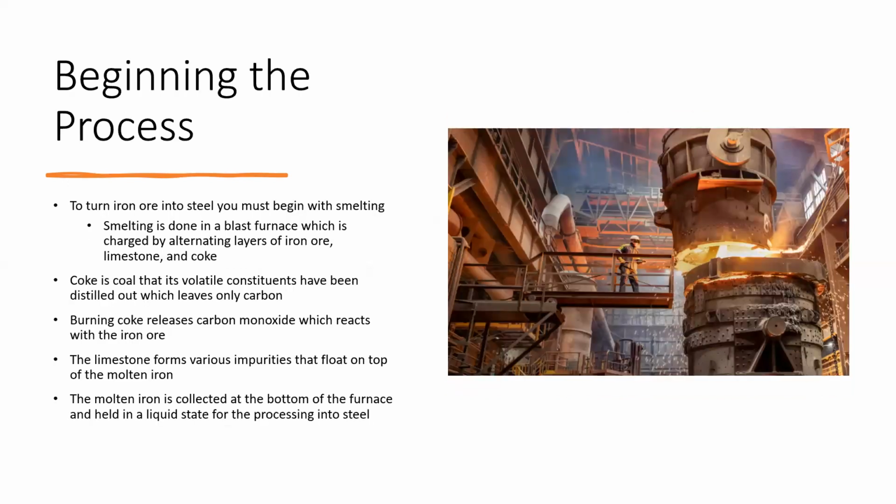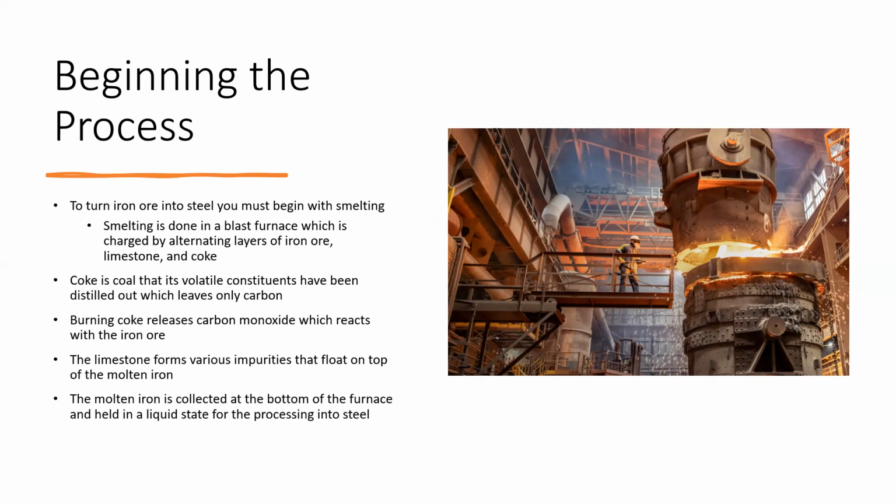Now, beginning the process, we want to start with iron ore. To turn iron ore into steel, you must begin with smelting. Smelting is done in a blast furnace, which is charged with alternating layers of iron ore, limestone, and coke. Coke is coal whose volatile constituents have been distilled out, which leaves only carbon.